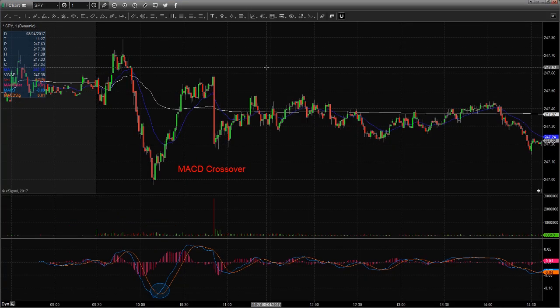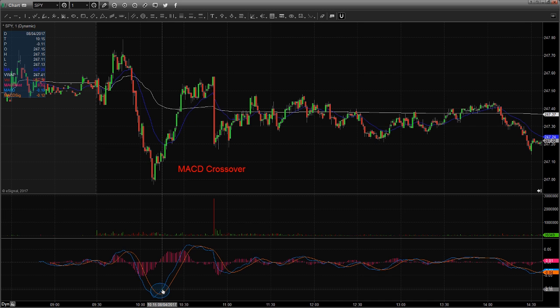The crossover strategy is a strategy that involves trading a stock when the MACD reaches overbought or oversold conditions and the 12-day EMA crosses over the 26-day EMA. So on this 1-minute chart of the SPY, you can see that we had a real nice sell-off in the morning, and the MACD reached very oversold conditions down here. I have the 12-day moving average in light blue with the 26-day in orange.